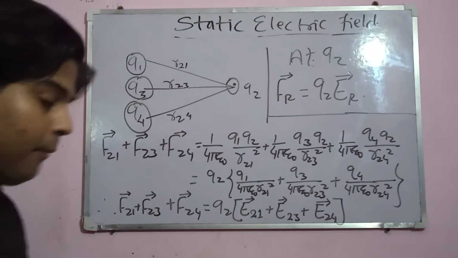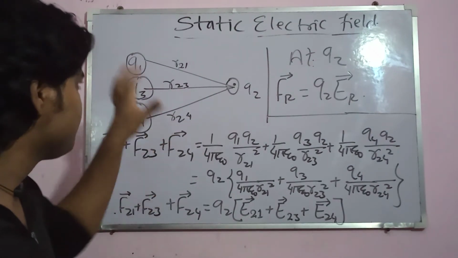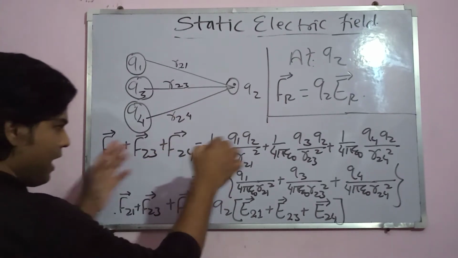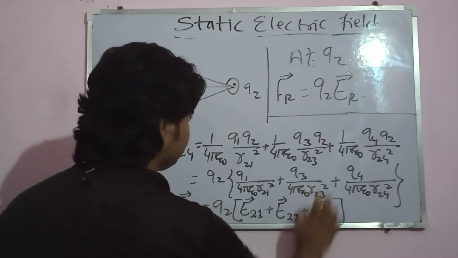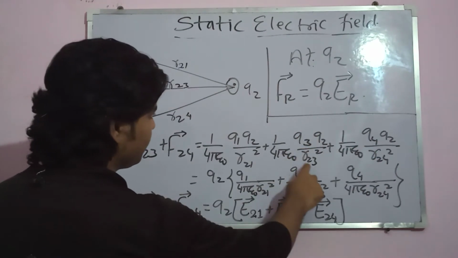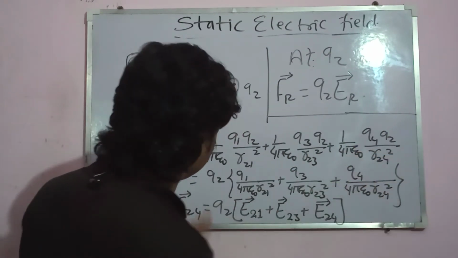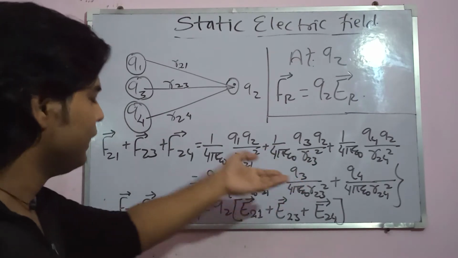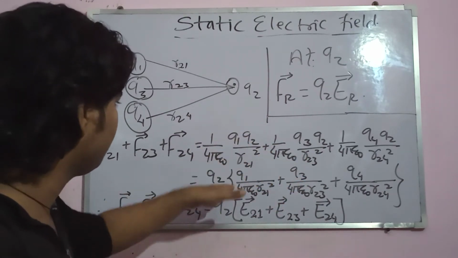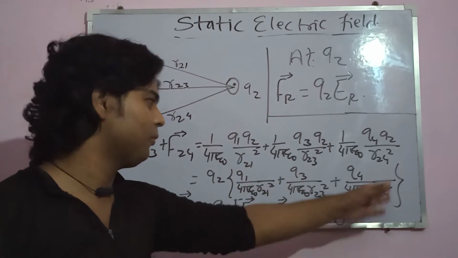And as we know, forces are vectors, so we have to add the total repulsive force at Q2 by vector addition. I have done the same thing here. The values are Q1 Q2 by R21 square, Q3 Q2 by R23 square, Q4 Q2 by R24 square, and 1 by 4 pi epsilon naught is inevitable with electrostatic force. Here, take Q2 common, that is Q1 by this term, Q3 by this term, Q4 by this term.